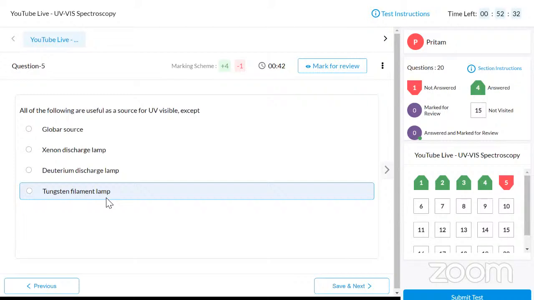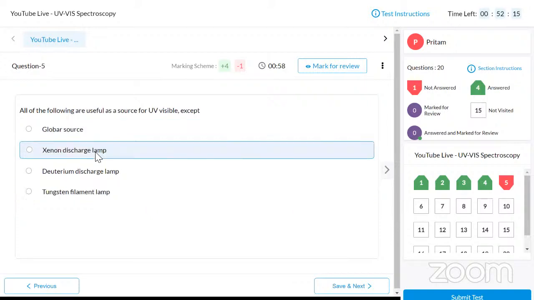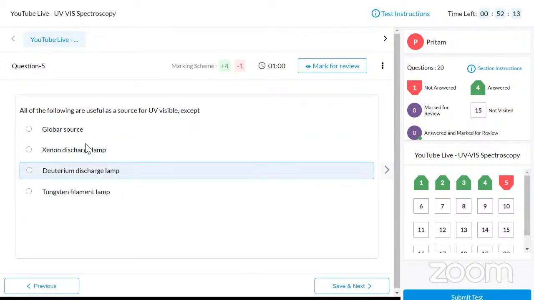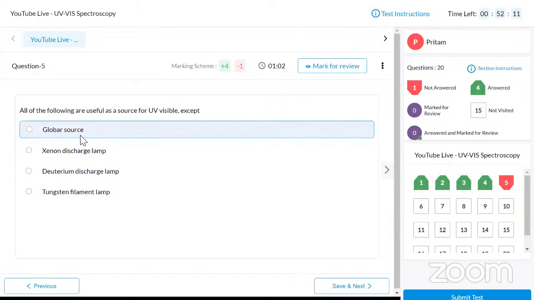So what does the question say again? All of the following are useful as a source of UV, except which of the following? The answer is very simple. It is the glow bar source. Why? Because glow bar source is a source for IR spectroscopy. You don't have to waste time on the remaining three options, because the first option itself is incorrect, as we all know the glow bar source is extensively used for IR. So our option is going to be the glow bar source.